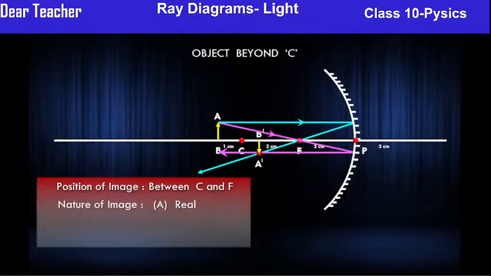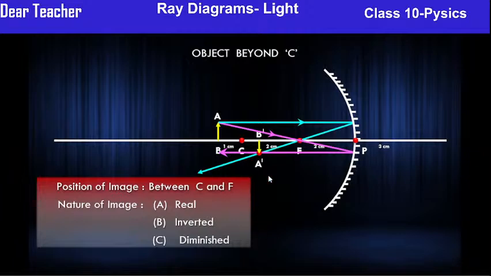Nature of the image is a real image, because you can get this image on the screen. Therefore, the image is real and inverted. It is not erect, it is inverted, upside down. And then diminished. Diminished means the size of the image is smaller than the size of the object. So these things you should write for every object: the position of the image and the nature. One is real or virtual, the other is inverted or erect, the other is diminished or magnified.